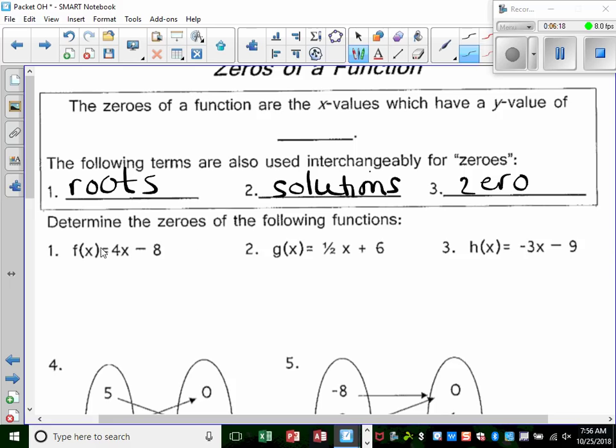So what if it's written in function notation? Because this is function notation right here. Remember we learned that last class where you have f of x or g of x or h of x? All of this is called function notation. So let's recall, what's another name for f of x? Y equals. So technically this is y equals.